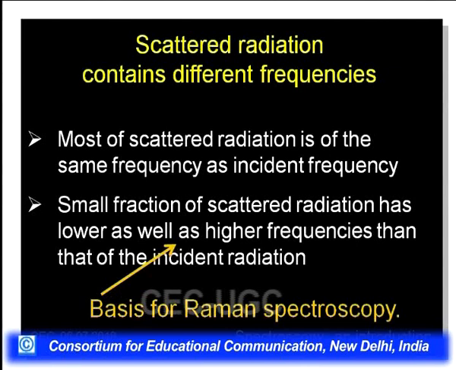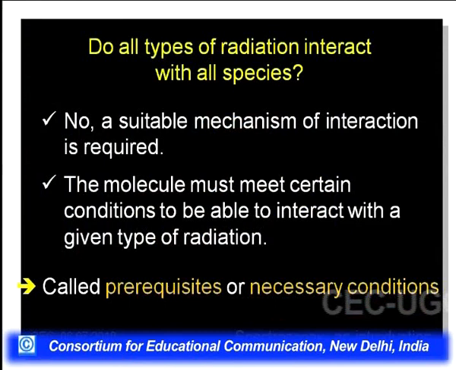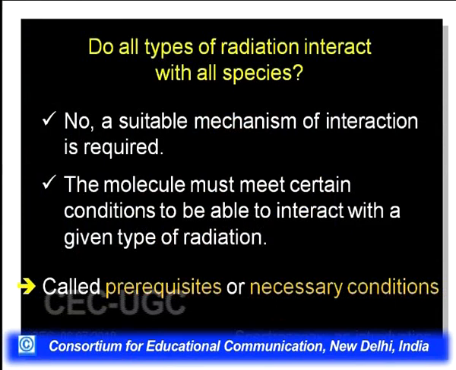Okay, so if all this is so, we come to the next question. We have talked about radiation, matter, and their interaction. The question is, does every kind of radiation interact with every kind of matter, or is something more needed? The answer is that it's not so, because for the interaction of radiation and matter to occur, we need some kind of mechanism. In other words, certain conditions have to be met for this interaction to happen, and these conditions are called prerequisites. So for any interaction of radiation and matter to occur, certain prerequisites, or necessary conditions, are required. Let's understand these prerequisites with the help of two or three examples.